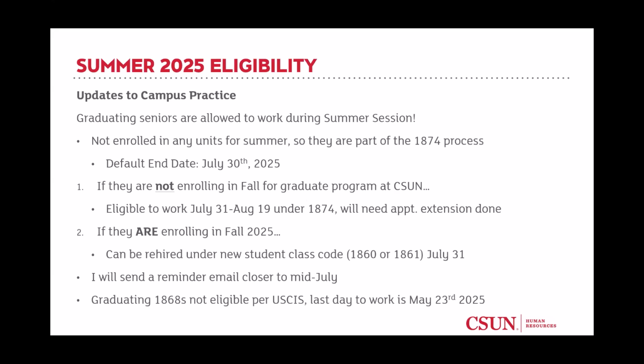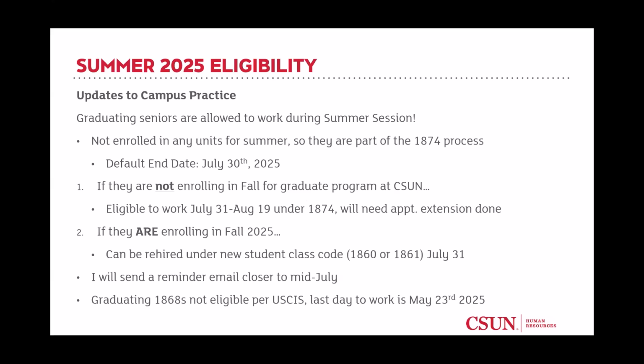Like I mentioned, June 1st, 2025 through July 30th, 2025. If they're not planning on continuing for a graduate program at CSUN or anything like that, then they can technically work until the end of the summer session, so until August 19th. But you'll need to do an employment extension, similar to the way I showed a few slides previous. It'll be done exactly the same, except for this 1874 position, to extend them effective July 31st through August 19th. But they cannot work beyond that date. They would need to be separated and end work completely by that point.